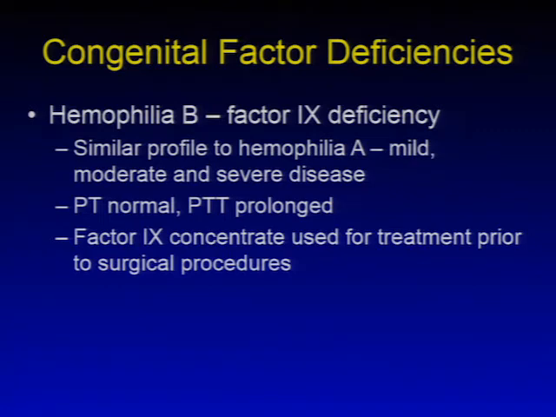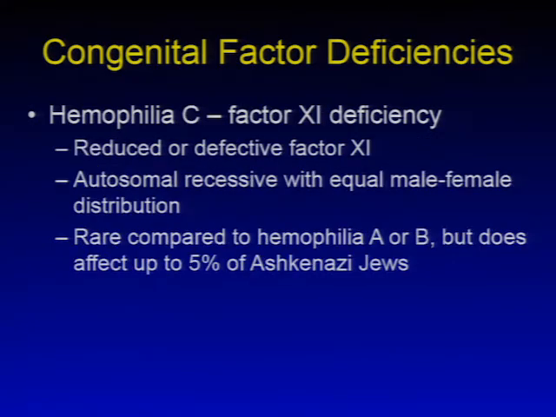Mild, moderate, and severe disease present, again, just like hemophilia A. The PT, since the extrinsic pathway is intact, stays normal. The PTT, because of factor IX being involved in the intrinsic pathway, becomes prolonged. Factor IX concentrate prior to your surgical procedures is the treatment of choice.